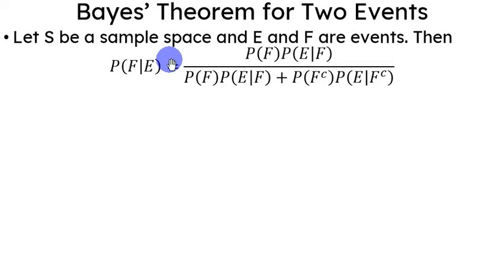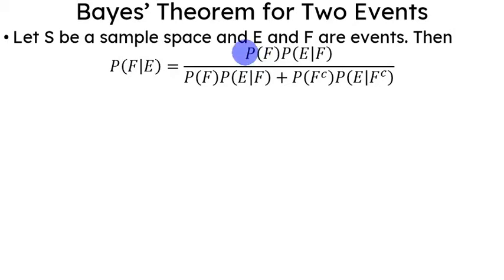Let us now formally define Bayes' theorem. Let S be a sample space, and E and F are events. Then the probability of F given E would be the probability of F times the probability of E given F, all over the probability of F times the probability of E given F, the number on top, plus the probability of F complement times the probability of E given F complement.